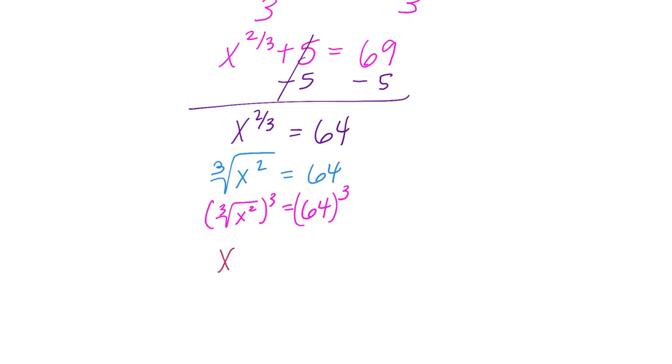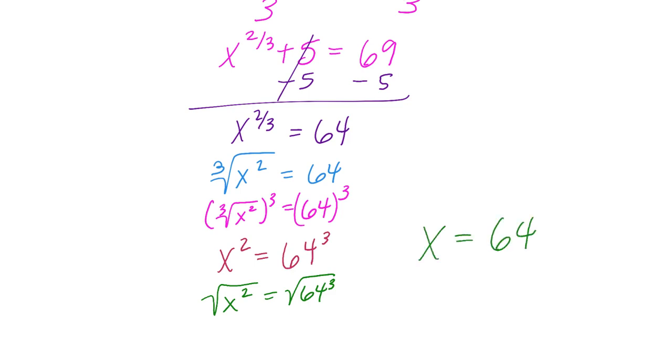64 to the third power is kind of a large number, so we're going to just leave it. And then we want to do the square root of both sides to get x by itself. So then we get that x equals 64 to the 3/2. It's not a pretty number yet. Actually, this one does end up being a pretty number. It ends up being 512. If you type it in your calculator, that's what you'll get. But a lot of times they aren't nice, pretty numbers.